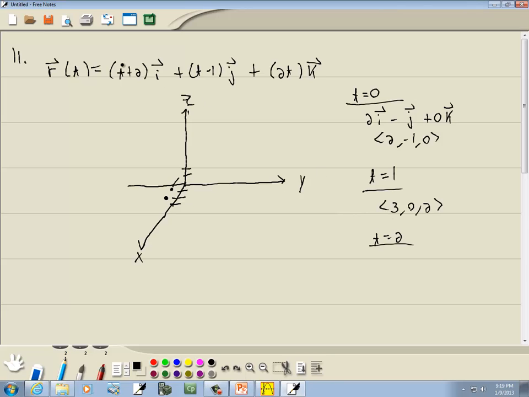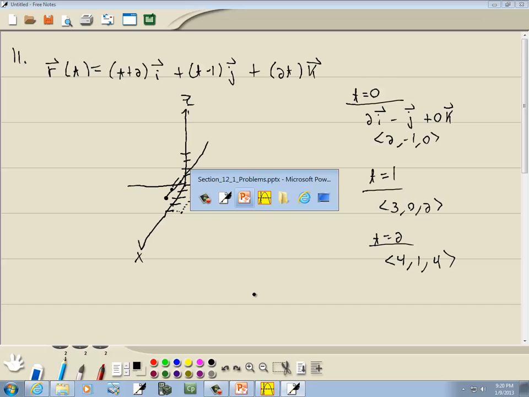t is equal to 2. If I put 2 in there, 2 plus 2 is 4. 2 minus 1 is 1. 2 times 2 is 4. So I go out to 4, and then 1, and then up 4. So we'll go 4, 1, so we're sitting right here. And then I go up at this distance here. And I don't know, that's as good as I'm going to get in 3D. So we'd have a line going up like that.